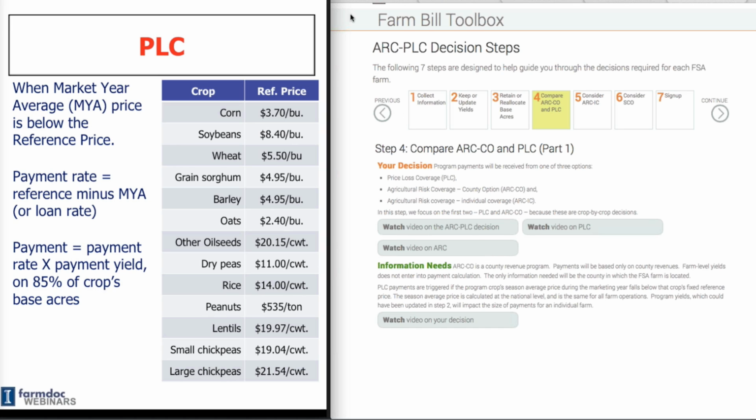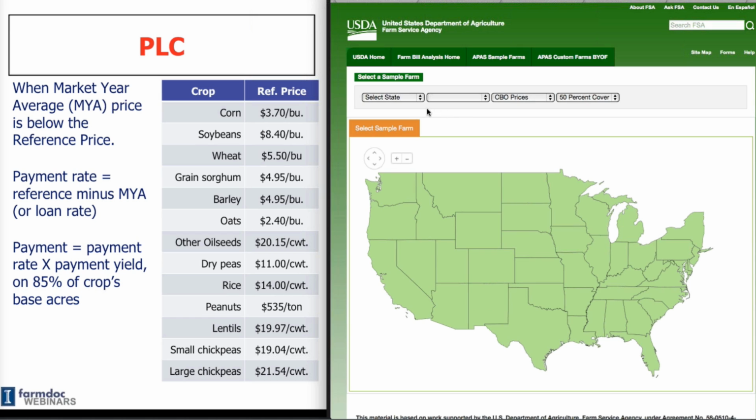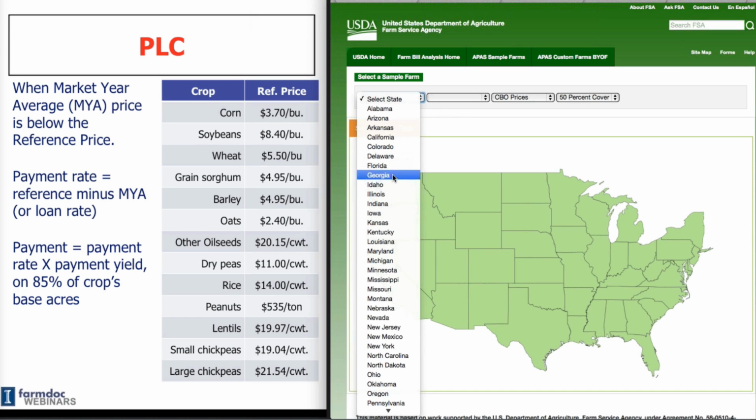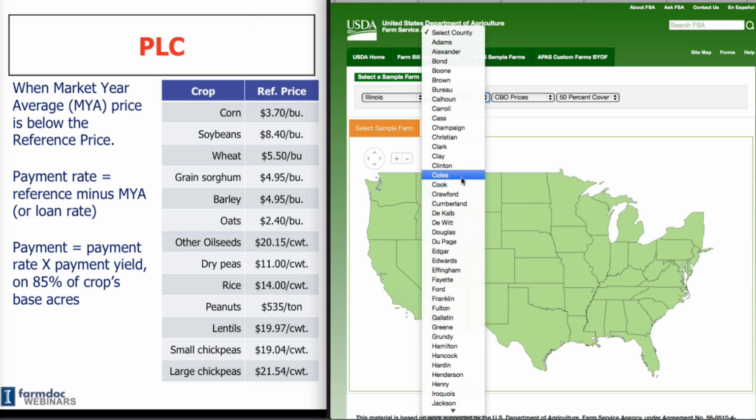We also have on our APAS tool a sample farm, and here we are going to estimate each one of those ARC County, PLC, and ARC individual payments for a sample farm in a county. I am going to click there, and I'm going to select an Illinois farm, and we'll do Macon County. I saw some people from Macon County here, so you're lucky today.